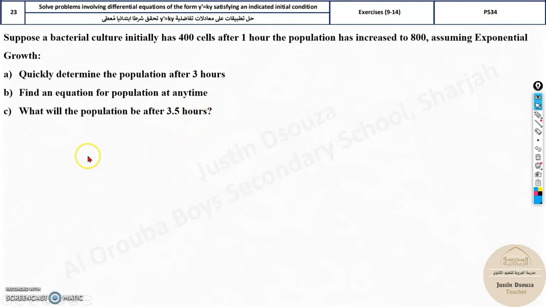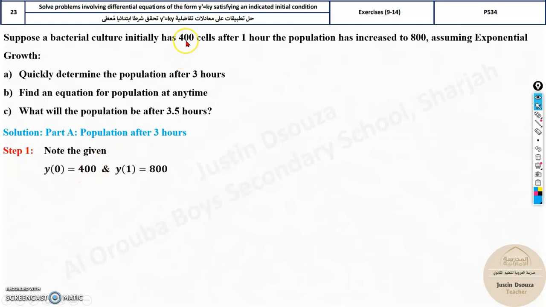Now what you basically do is you need to understand what's given. Initially at zeroth time, y of 0, it is 400. At the time 0, you already have 400 cells. But after 1 hour, let's take 1 time as 1 hour, y of 1, it becomes 800. So you can see at every hour it's doubling. So the population is multiplying, right?